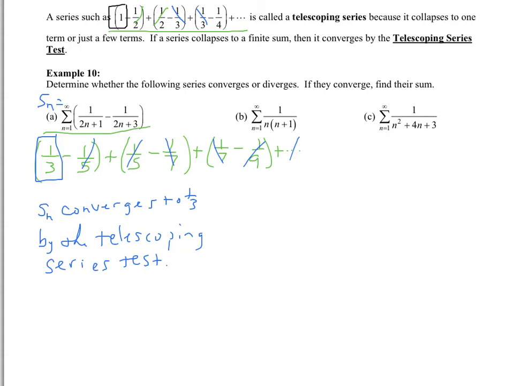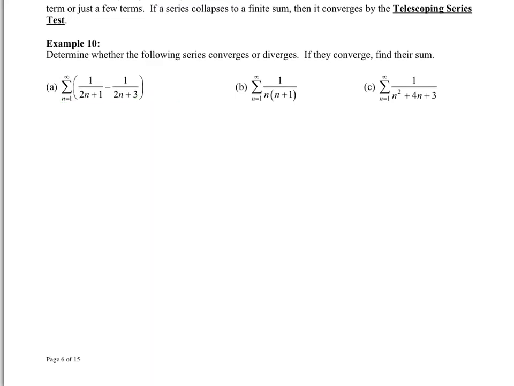Okay, so let's look at example 10, part B. In this example, our series is written as 1 over n times n plus 1. What I'd like to do to see if it's a telescoping series is to see about writing it in a format similar to what we saw in example A, because then we have this nice sum and it's easy to do the terms and to see how they may be alternating signs and eventually canceling each other out. So let's see if we can write this in that form.